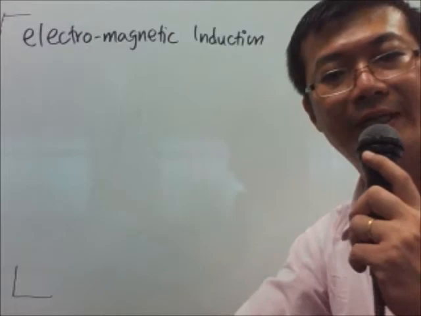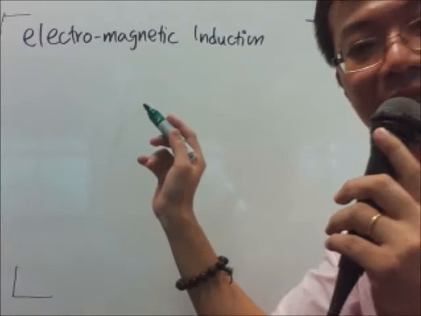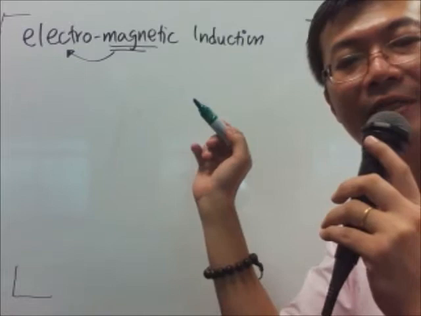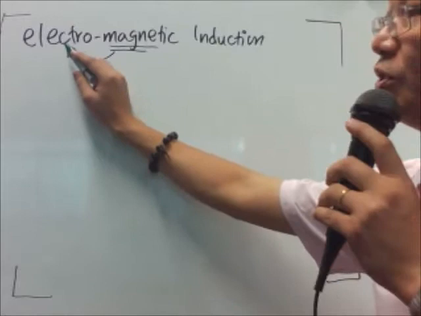Hello, good morning. Today we're going to revise the pure physics chapter on electromagnetic induction. Electromagnetic induction is a process that, simply put, makes use of a change of magnetic flux to produce an electric EMF and electric current. The name already suggests it's using magnetism: a change of magnetic flux to produce electric current and EMF.